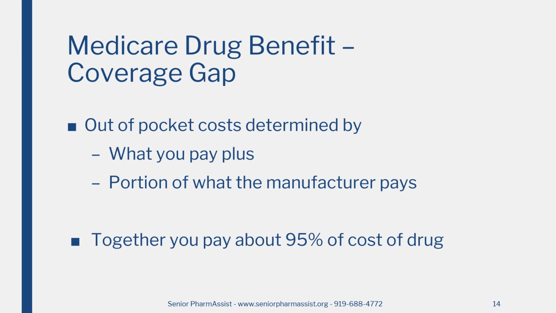While you are in the coverage gap, your out-of-pocket expenses are determined by what you pay plus the portion of what the manufacturer pays. Your out-of-pocket expenses include the yearly deductible, co-insurance, co-payments, what you paid in the coverage gap, and what the manufacturer paid. Together, you pay about 95% of the cost of drugs.